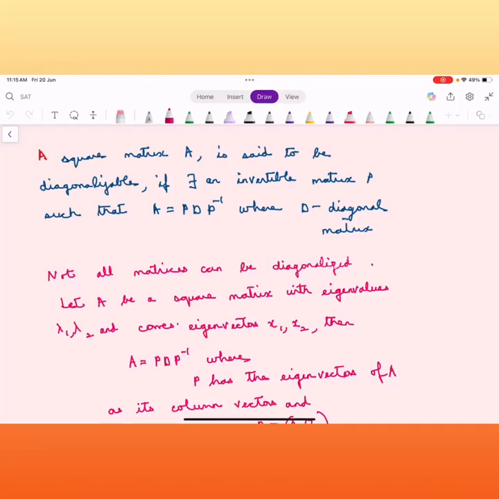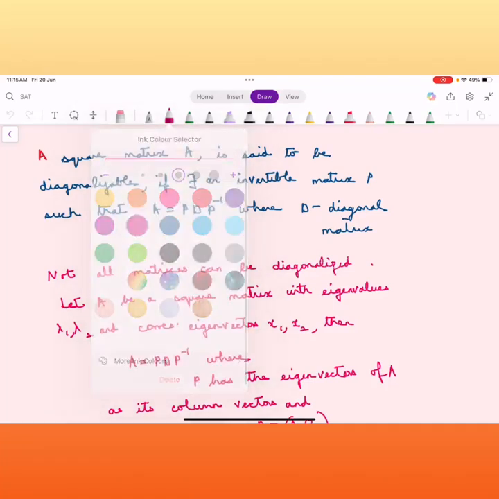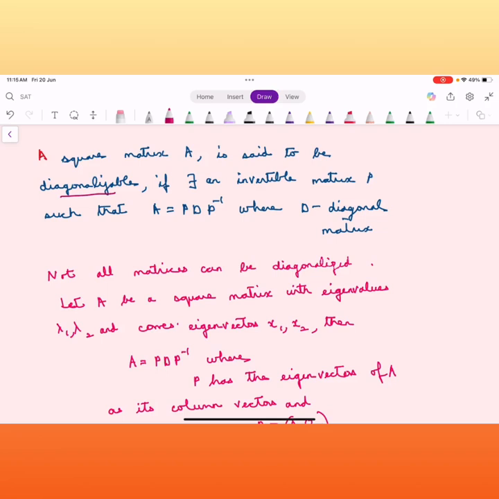About diagonalizing a matrix. A square matrix A is said to be diagonalizable if there exists an invertible matrix P such that A equals P D P inverse, where D is a diagonal matrix. Note that not all matrices can be diagonalized. Let A be a square matrix with eigenvalues lambda 1, lambda 2 and corresponding eigenvectors x1, x2.